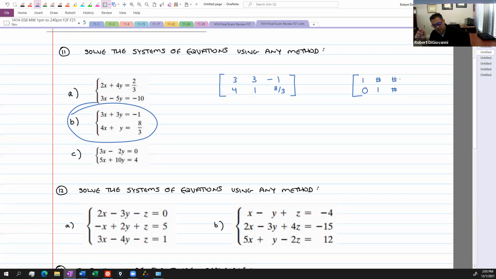I'm trying to get it to reduced echelon form, right? That's what I'm trying to get to. So how do I want to go about this?